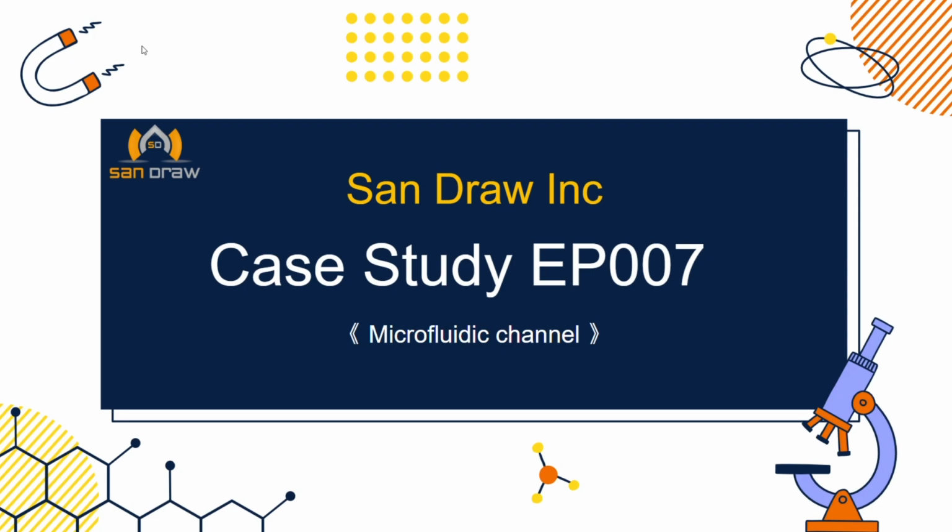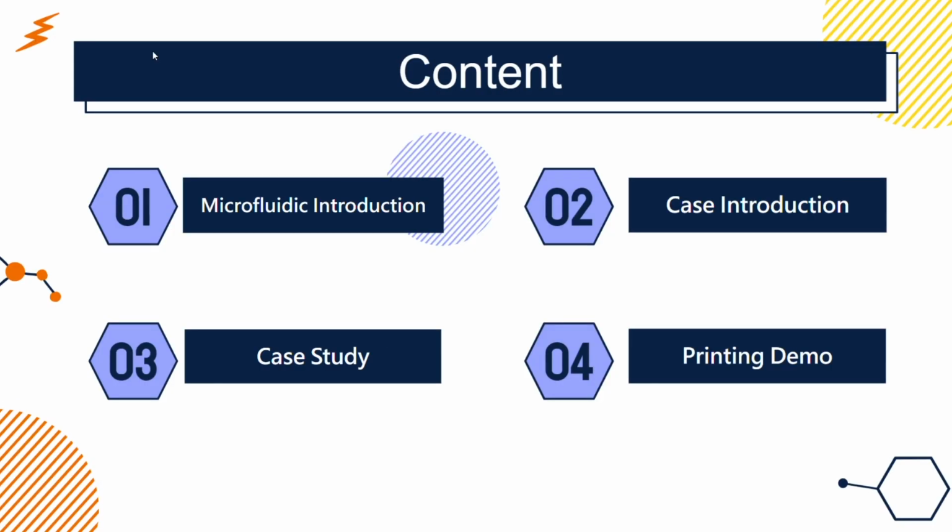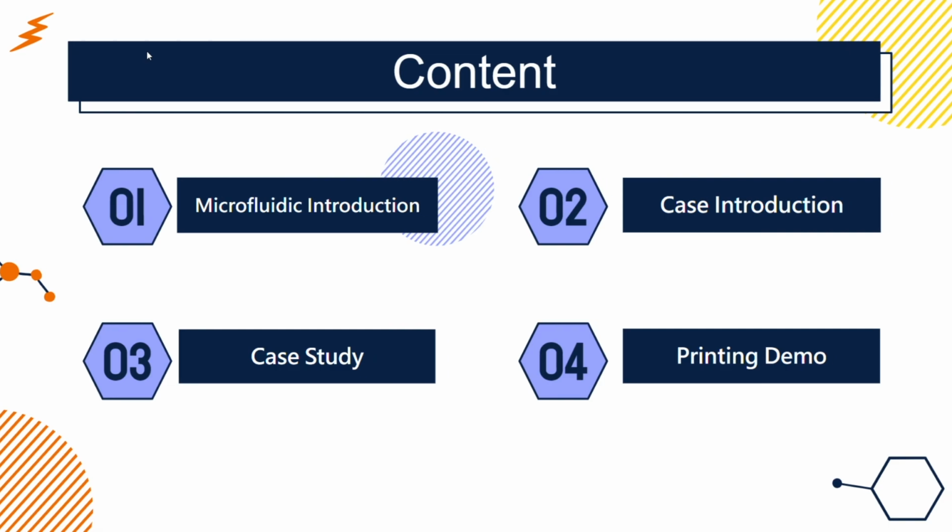Next, let's take a further step to know more about this technology and what advantage 3D printing could bring to apply with this technology. That is the subject of this episode. Let's get started. We can divide the subject into 4 categories, which are microfluidic technology introduction, case introduction, analyzing the case, and printing video. In microfluidic technology introduction, there are 5 topics we can discuss.